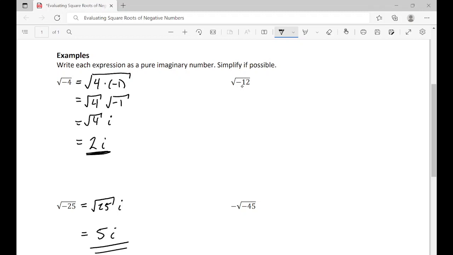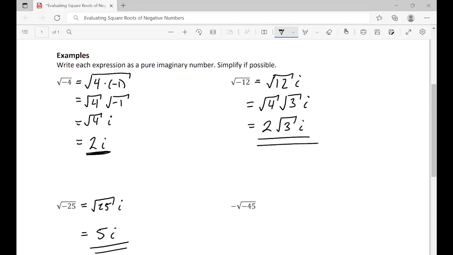Here we have square root of negative 12. I'm going to kick the negative out and call it square root of 12 i. And now I'm going to reduce down square root of 12, which I know is just square root of 4 and square root of 3. And square root of 4 is just 2. Square root of 3, just leave it as is. And just keep the i in the back. And there we go.